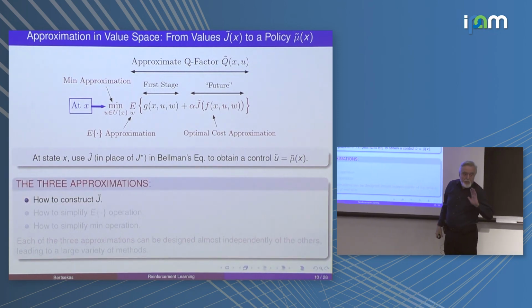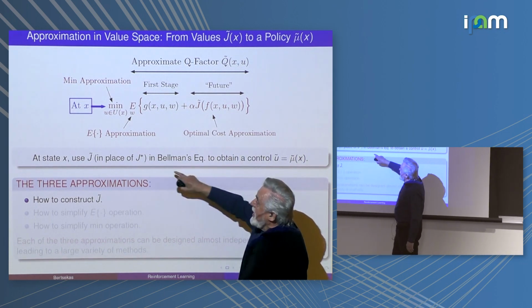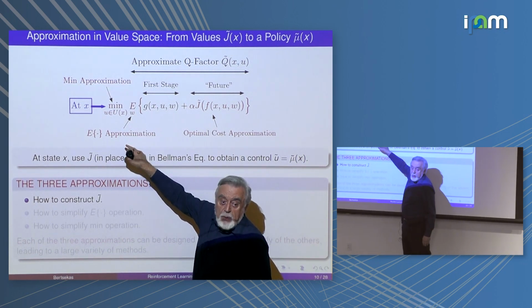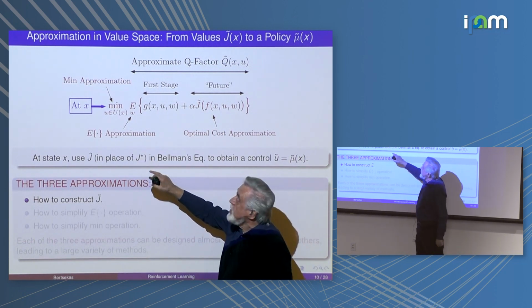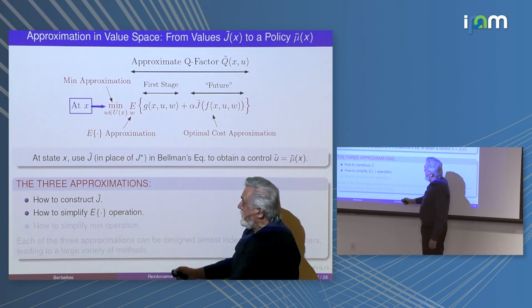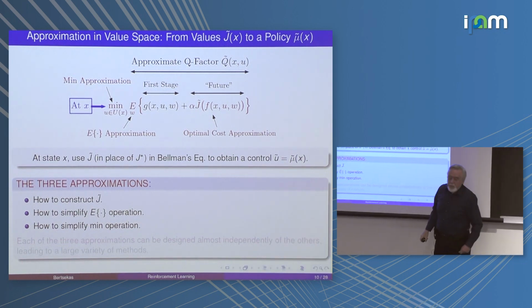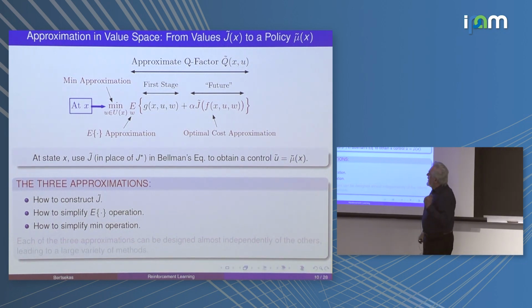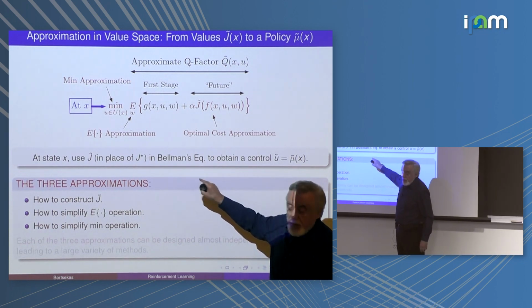Now there are three approximations here. One is J tilde in place of J star. This expected value can be quite expensive. You may wish to approximate this by some kind of limited simulation, for instance. And there's also the problem of simplifying the minimization operation, which can be, again, daunting. There are possibilities here, like discretizing the state space, a coarse grid, or the scheme that I'm going to be talking about shortly.